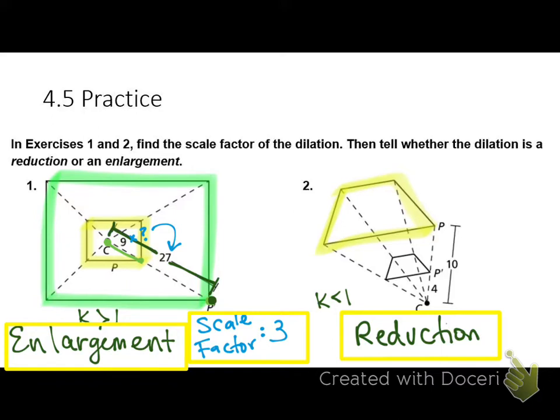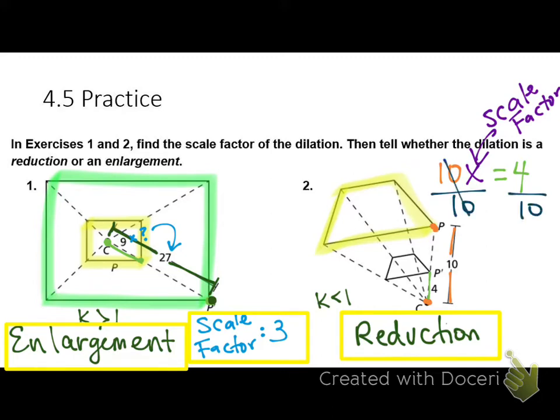All right, so how far is point P from point C? 10. So it was 10. All right, then it got multiplied times the scale factor. We don't know the scale factor, so I'm going to call it x. I'll show you this way and then remind you can do it in your head a little bit. All right, and then what did the new distance become once I multiplied my scale factor? 4. So we're going to end up dividing 4 divided by 10, which reduces to 2/5.